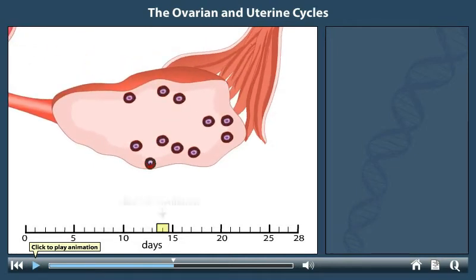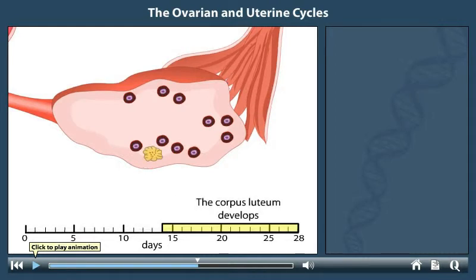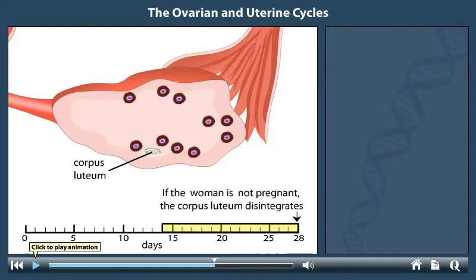At day 14, ovulation occurs, and the secondary oocyte erupts from the ovary. The oviduct contains microscopic cilia that beat and draw in the released oocytes. This immature egg enters an oviduct, where it may become fertilized by a sperm cell and complete meiosis. The follicle cells that are left behind develop into a small mass of endocrine tissue called the corpus luteum. The corpus luteum remains in the ovary for 2 weeks, secreting the hormones estrogen and progesterone. At the end of the ovarian cycle, if the woman is not pregnant, the corpus luteum disintegrates.